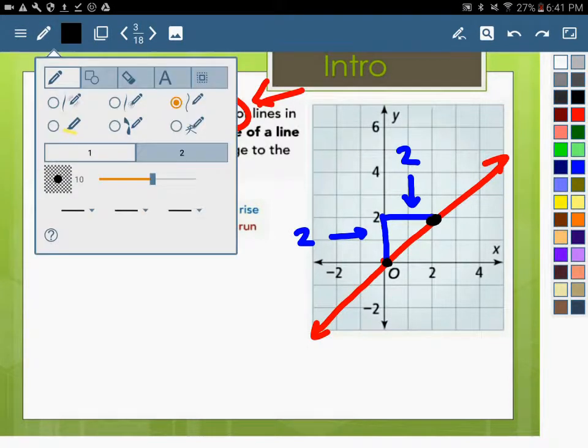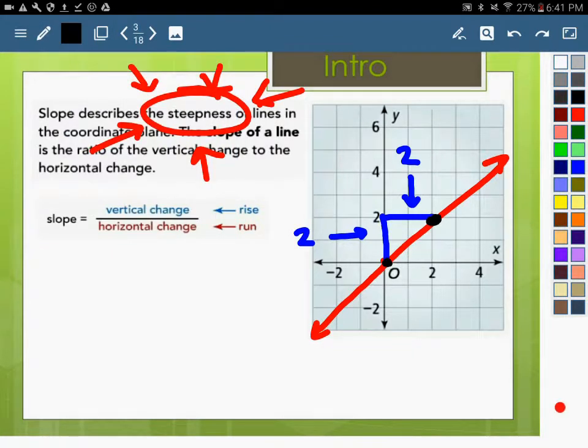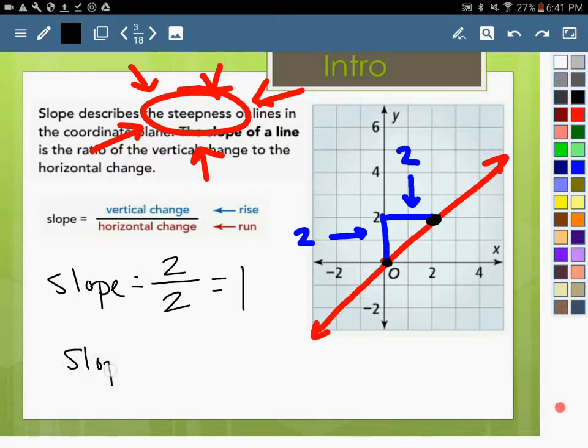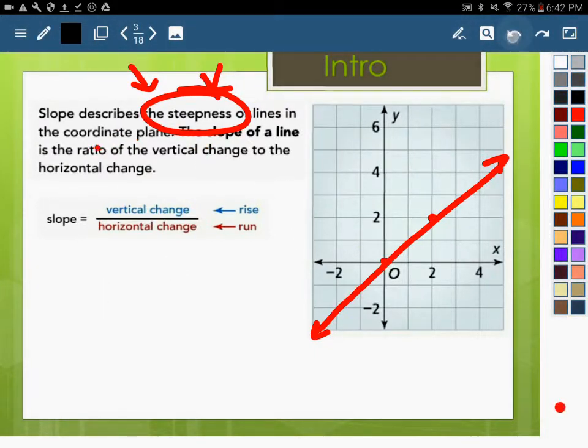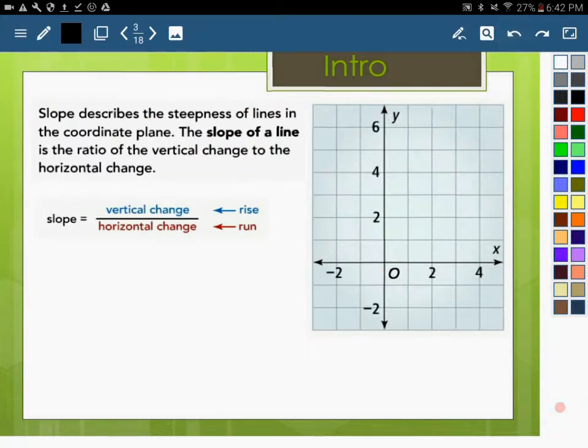That means that for the slope of my line, I'm going to create a ratio. Slope is equal to vertical change, which in my case is 2, divided by the horizontal change, which is again 2. Make sure whenever we write slope, we always reduce our fractions. 2 over 2 is the same as saying 2 divided by 2, which is 1. So the slope of this line is going to equal 1. Now, if I were to draw a steeper line, then I should see my slope increase.